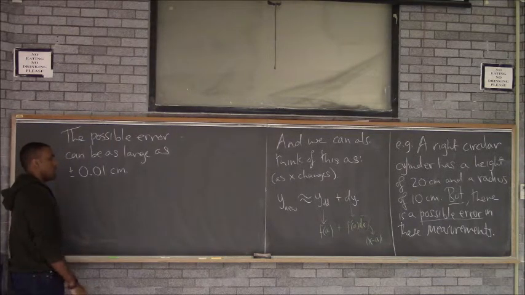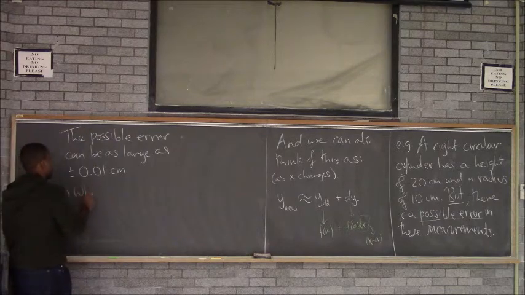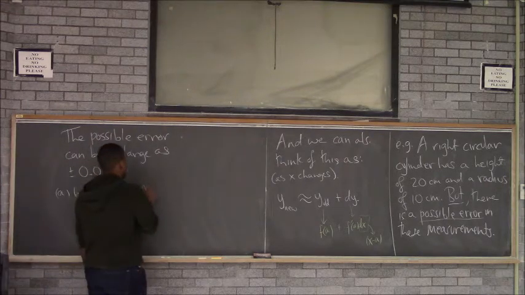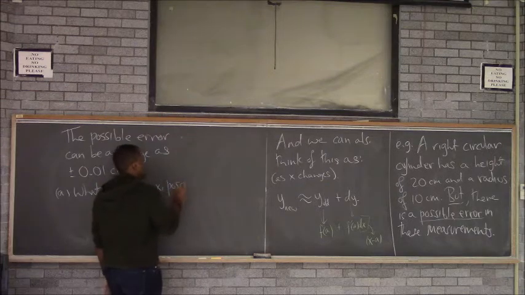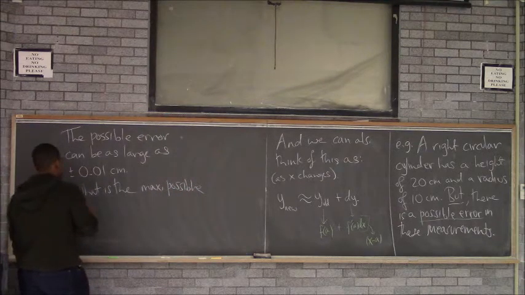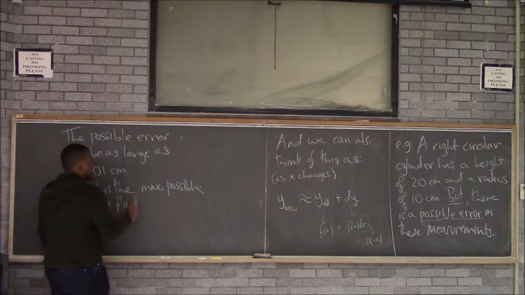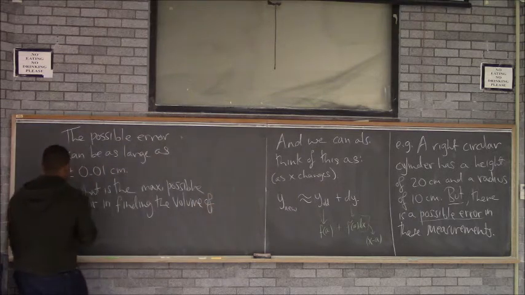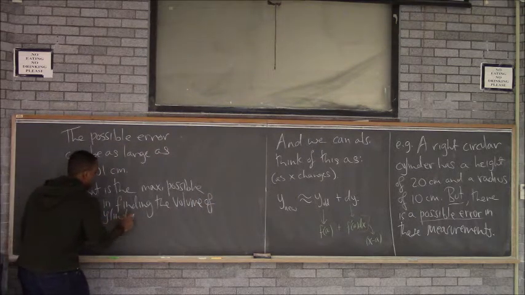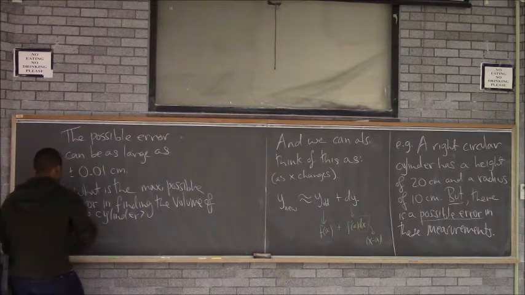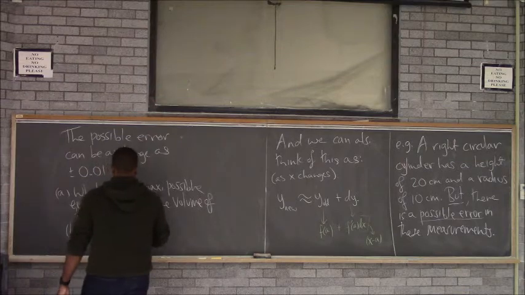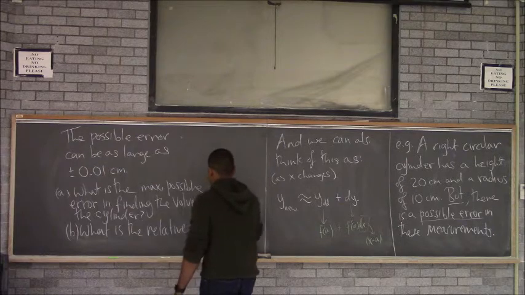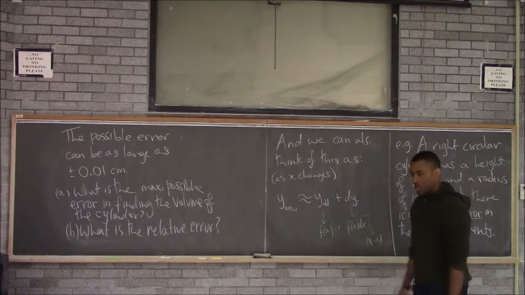So now, here's the question. A. What is the maximum possible error in finding the volume of the cylinder? B. What is the relative error? So we're going to do this.